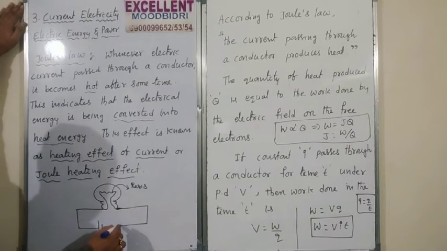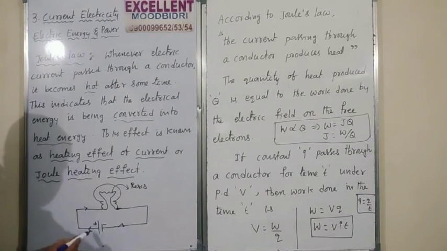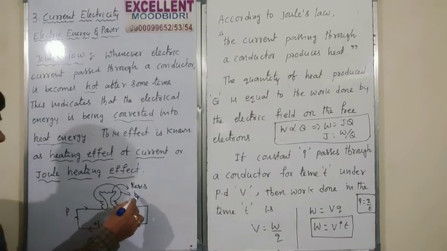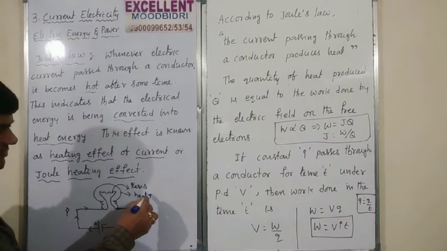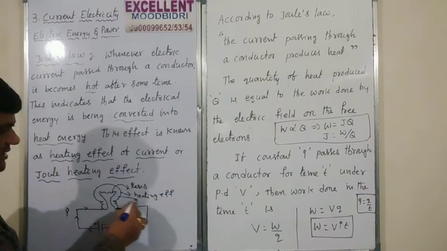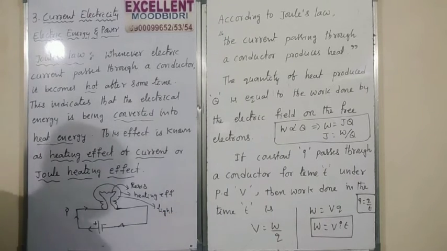When the switch is on, the current flows from positive to negative. So the charge is moving in this direction, that means this is the flow of current. This is the resistor. Here we observe very clearly that the bulb will give a heating effect as well as light. It will give heat energy as well as light energy.